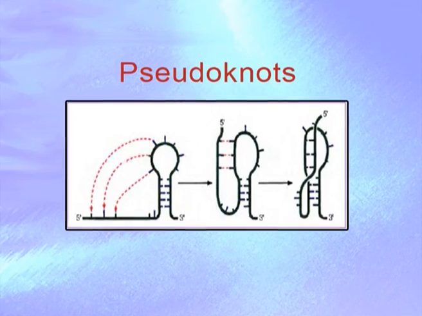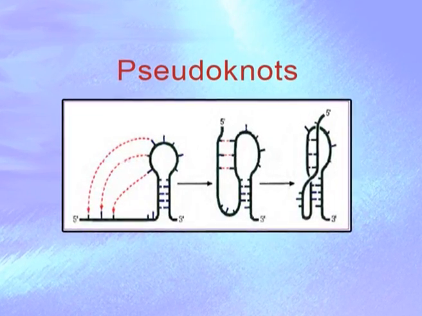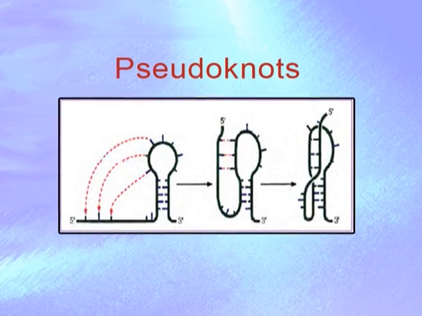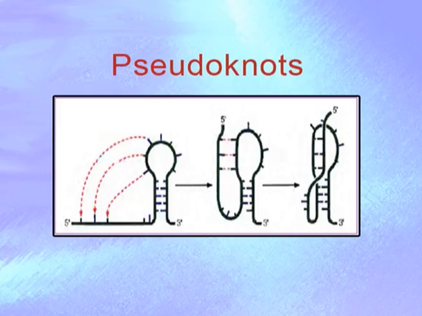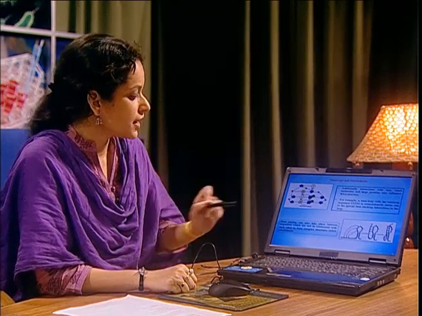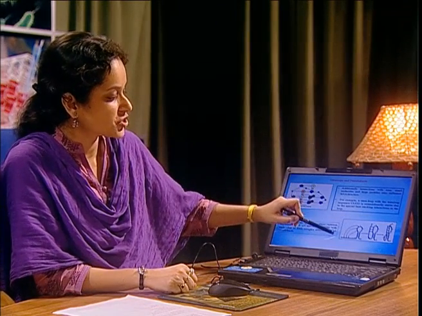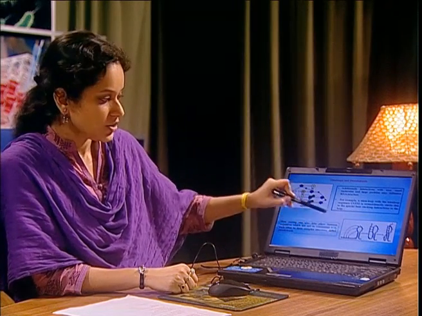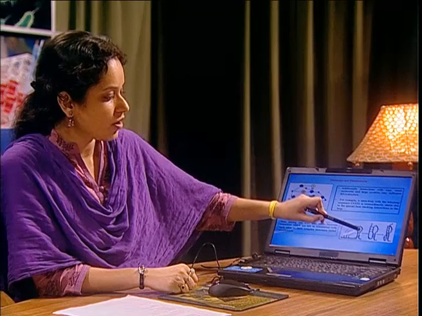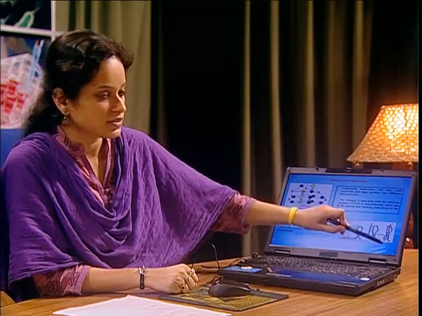Another structure is that of pseudoknots. Pseudoknots are formed by base pairing between regions that are non-continuous in nature. So, the base pairing is formed because of pairing potential, but the regions are not close to each other. So this is again leading to the formation of a complex kind of structure.